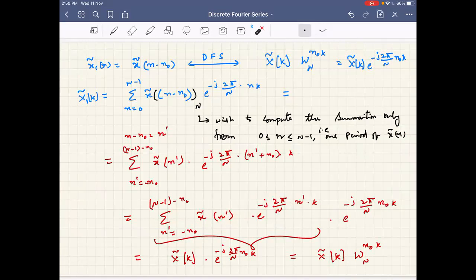So now this term is equal to x tilde of k, and this is the additional term that comes because of the n naught in this expression. Because of n naught, you get this term, right? This can be written in a simplified notation with W_N to the power n naught k, where W_N is a shorthand notation for this. N indicates the period, n naught and k are the time and frequency variables. This is a fixed time variable and this is a varying frequency variable because we are representing this in the frequency domain.